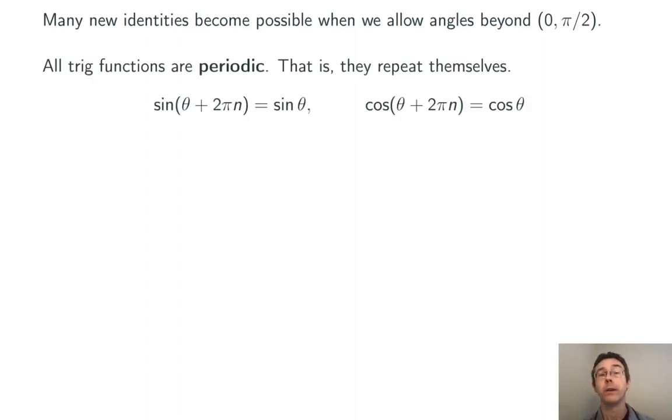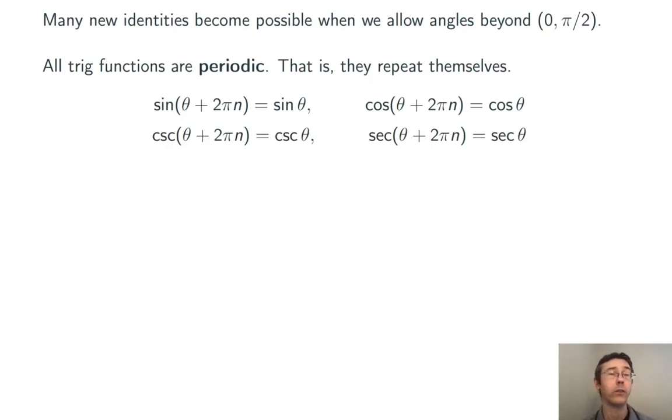First of all, periodicity. All 6 trig functions are periodic. They repeat themselves. Sine and cosine have period 2 pi, so whenever you add or subtract 2 pi or any multiple of 2 pi from your angle, you don't change sine or cosine. The same is going to be true for cosecant and secant because they're just the reciprocals of sine and cosine. Tangent and cotangent have shorter periods. It's only pi.